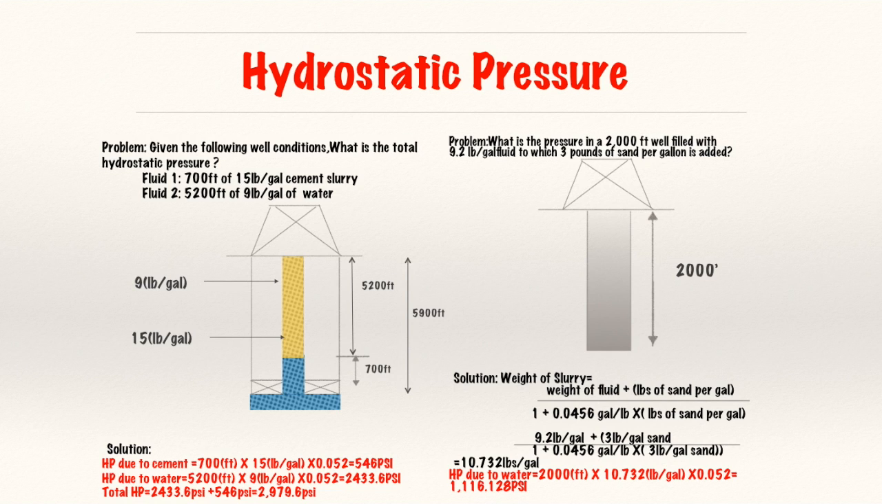10.732 pounds per gallon. I go back to my constant factor method, hydrostatic pressure due to water. I take my height, my TVD, 2000 times 10.732 pounds per gallon times 0.052. I end up with 116.128 psi.